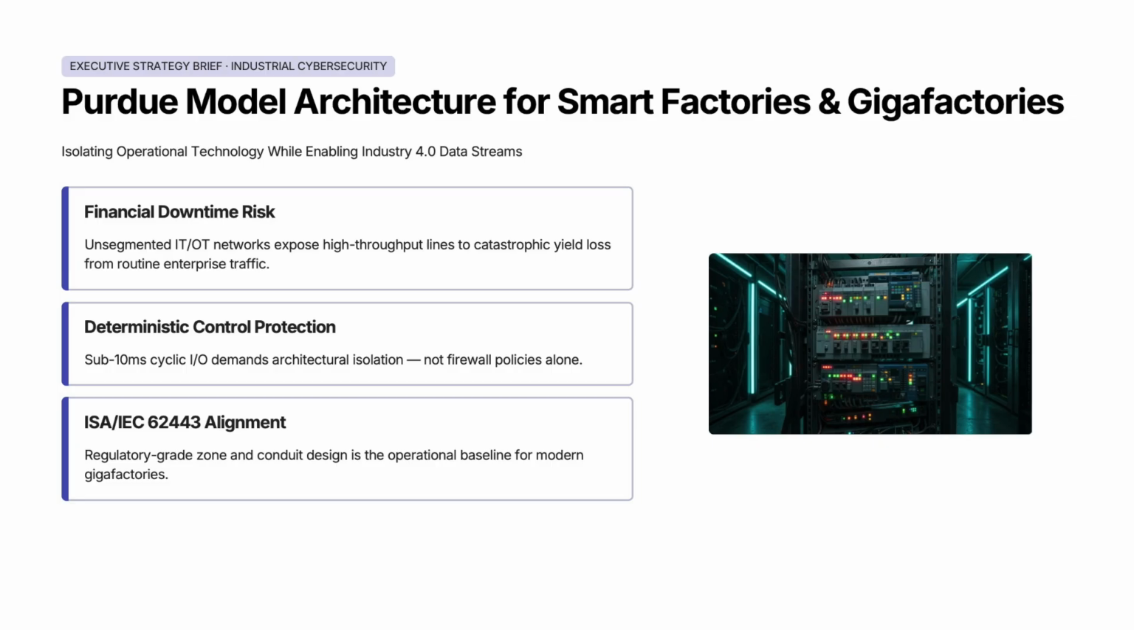Today, we are walking through the Purdue Model architecture, specifically designed for plant leadership. We will look at how to protect the sub 10 millisecond control loop on the shop floor while keeping your Industry 4.0 analytics fully fed.